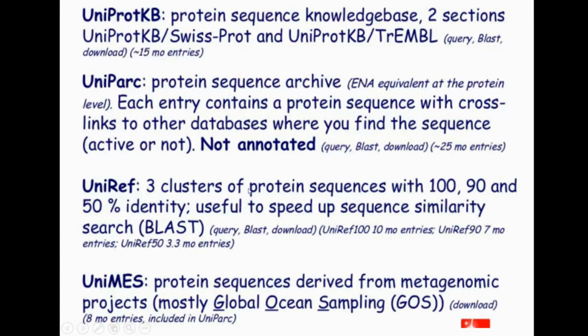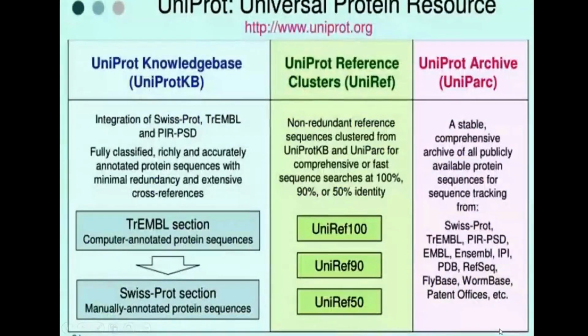UniRef clusters the protein sequences at 100%, 90%, and 50% identity, which is useful to speed up the sequence similarity search. UniMes contains the protein sequences derived from metagenomic projects. What is metagenomics? Metagenomics is the study of genetic material taken directly from an environmental sample. Here also I have shown you the same thing.